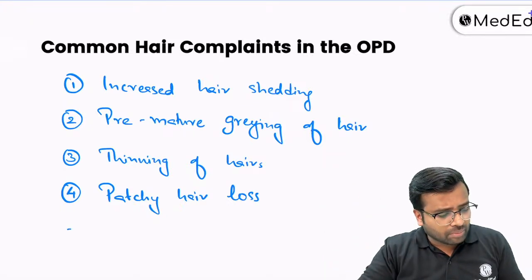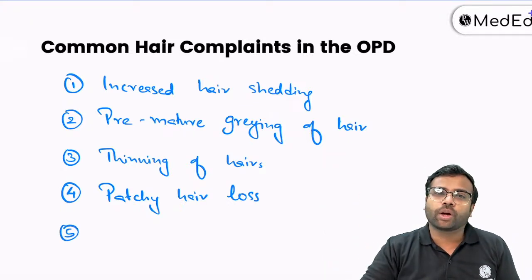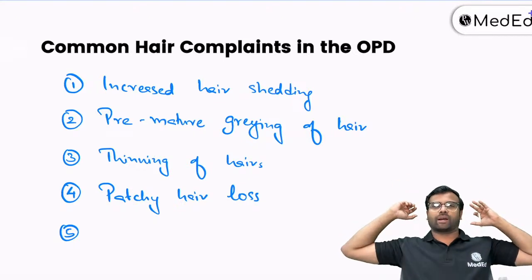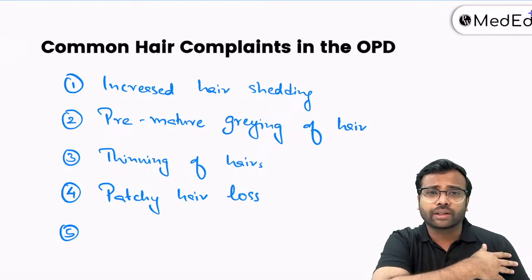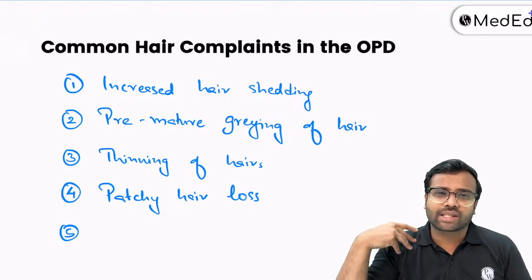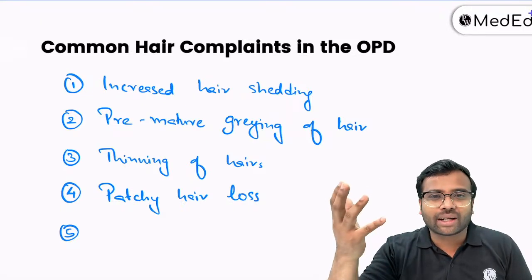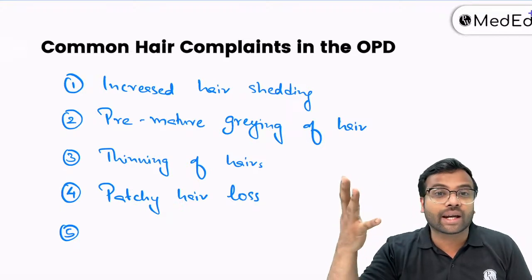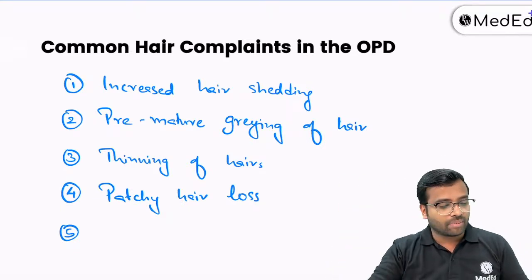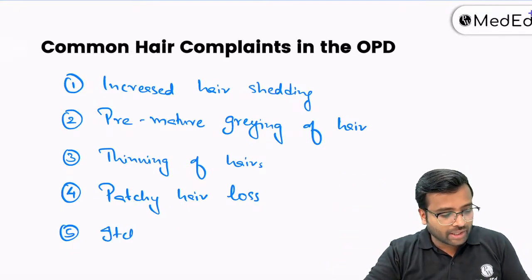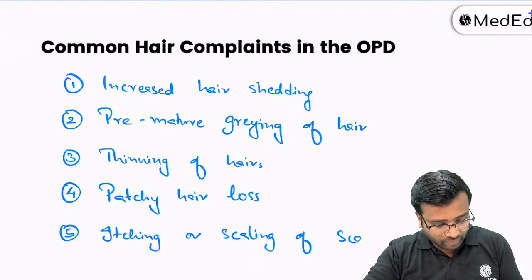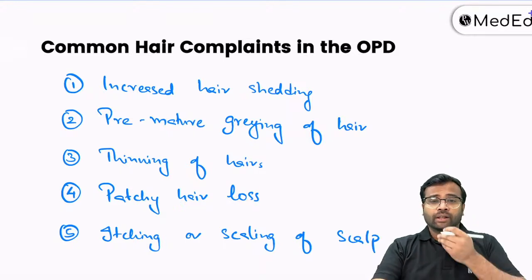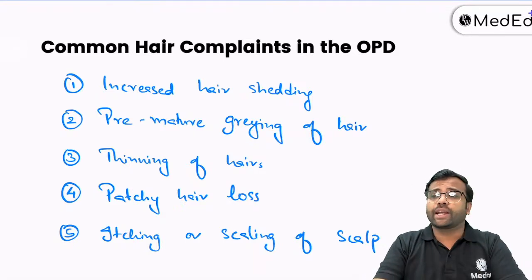And sometimes a patient can also complain to you that I'm having a lot of itching of my scalp, and I can see that my entire shirt is having a lot of whitish dusty kind of material, isn't it? Now what is that? The thing which we commonly call dandruff and all. So in such cases they may complain to you with complaints of itching or scaling of the scalp. That is going to be another complaint, isn't it? So itching or scaling of the scalp.